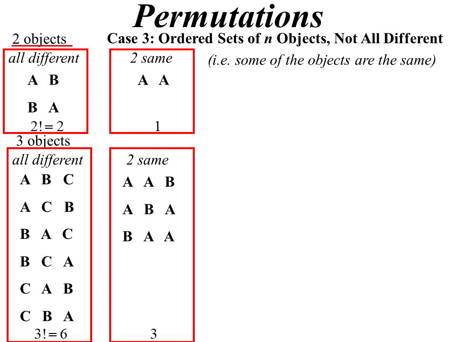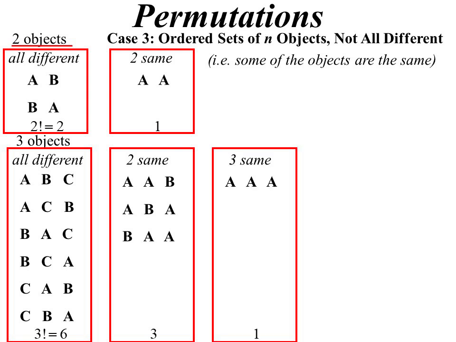Well, back when I had 2 objects, I said, how do I get from 2 to 1? So I could subtract 1. Well, clearly that's not going to work for this one. I could divide by 2. Well, that seems to work for this one as well. If all 3 were the same, I'm now down to 1. So how did I get from 6 to 3 to 1?